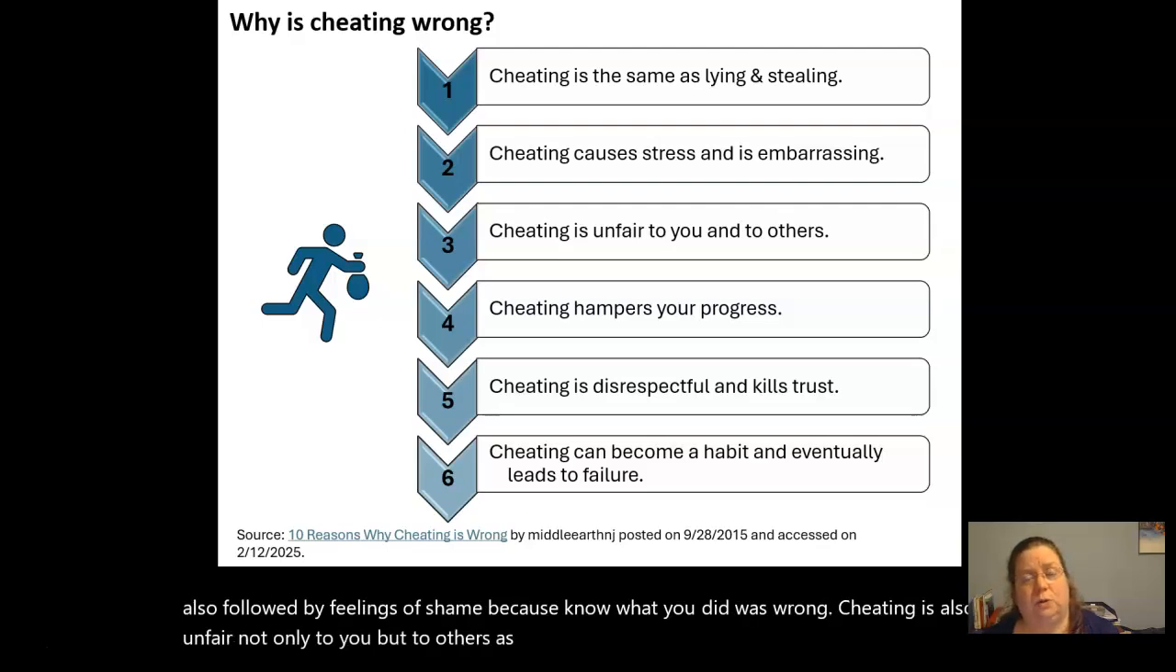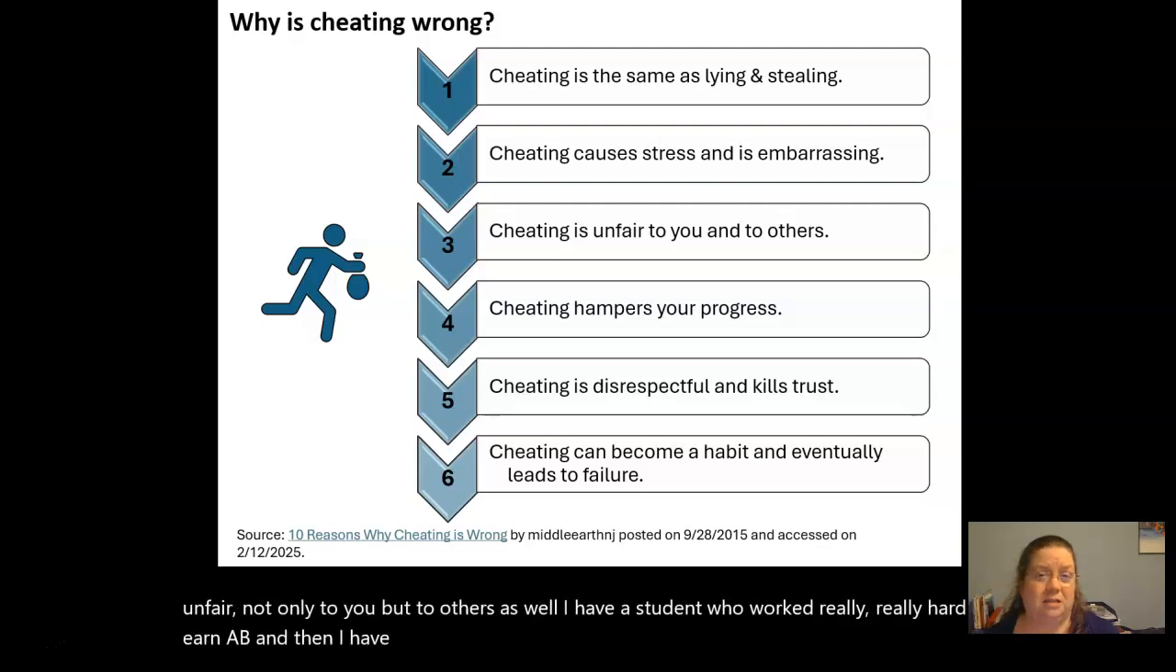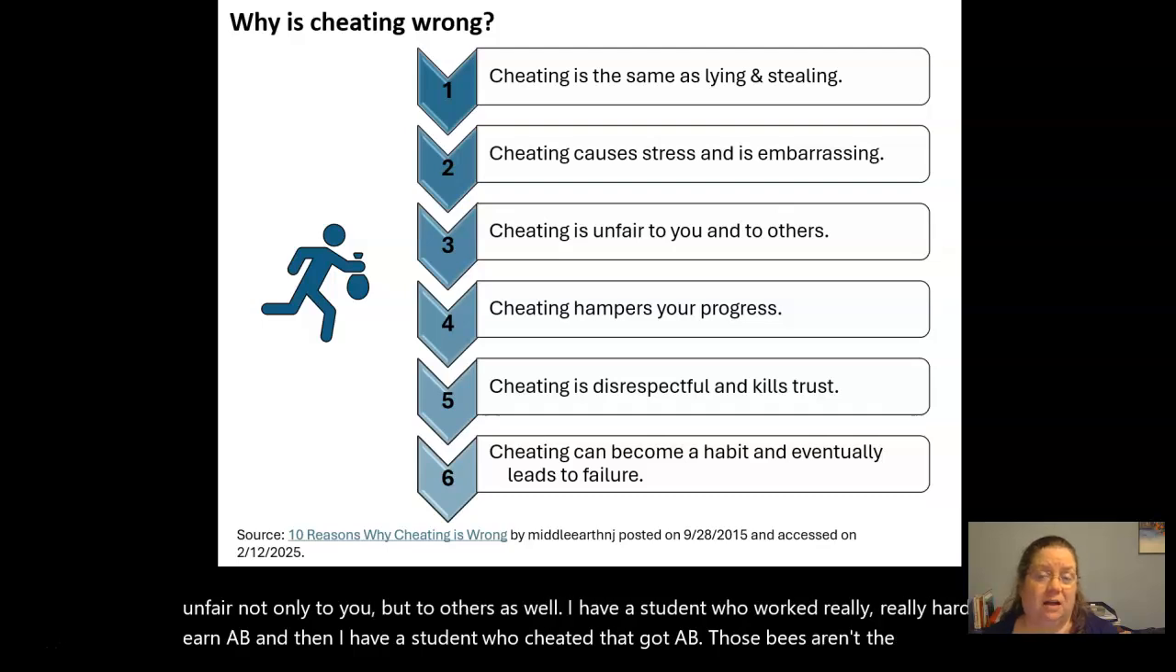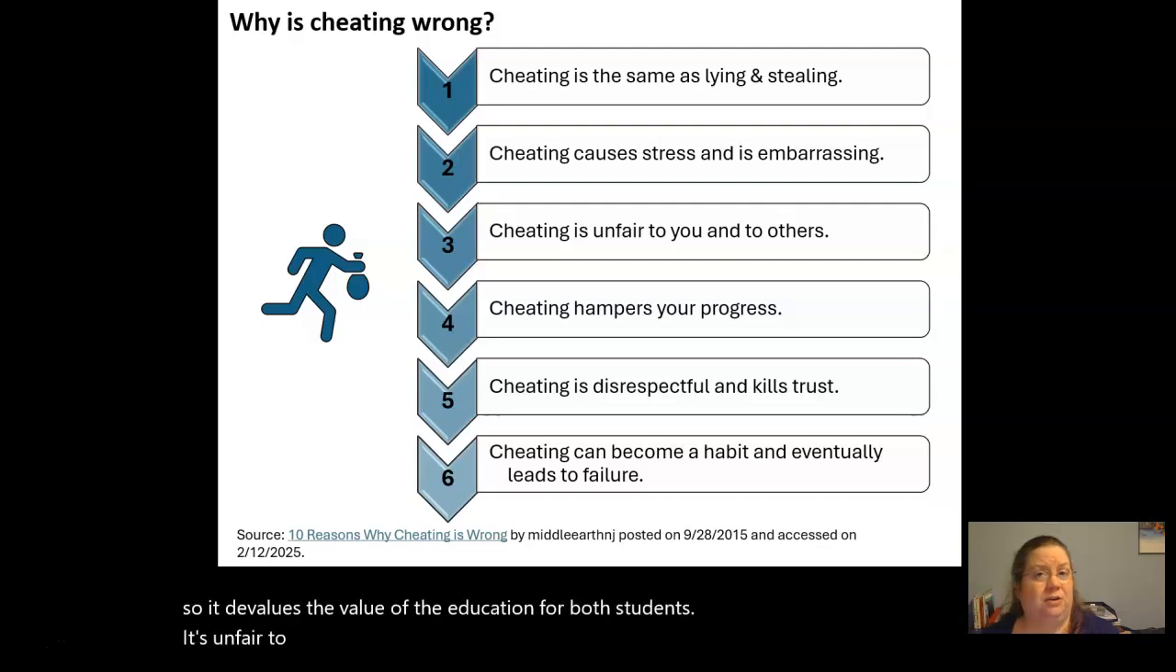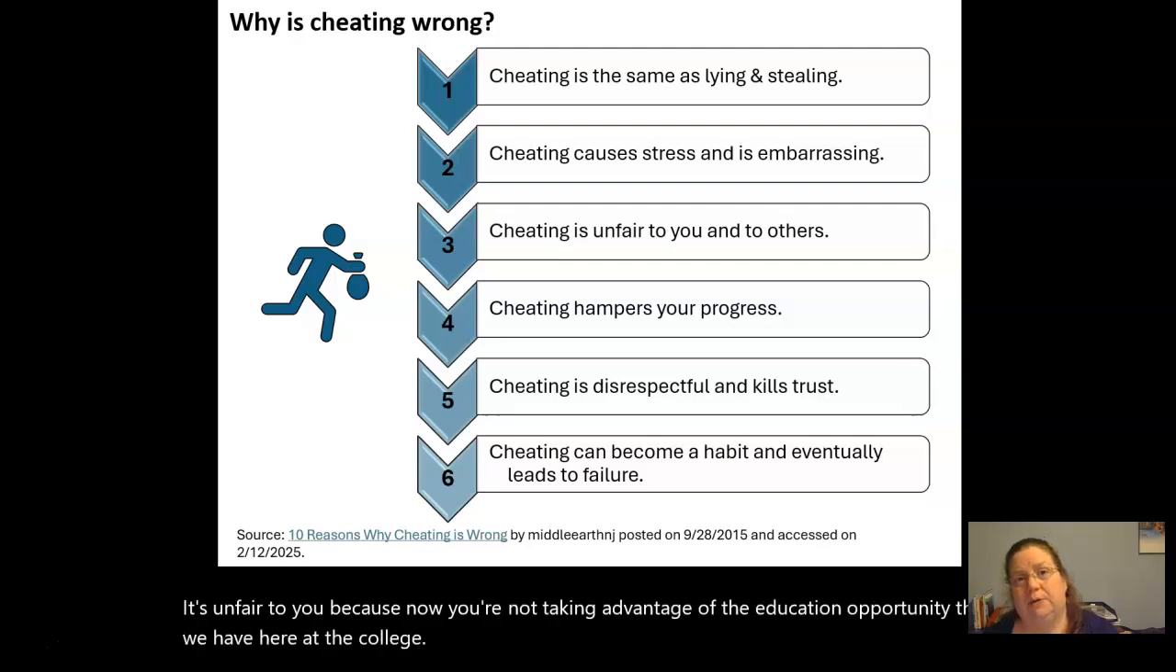If I have a student who worked really, really hard to earn a B, and then I have a student who cheated that got a B, those B's aren't the same. And so it devalues the education for both students. It's unfair to you because now you're not taking advantage of the educational opportunity that we have here at the college. Cheating will also hamper your progress.